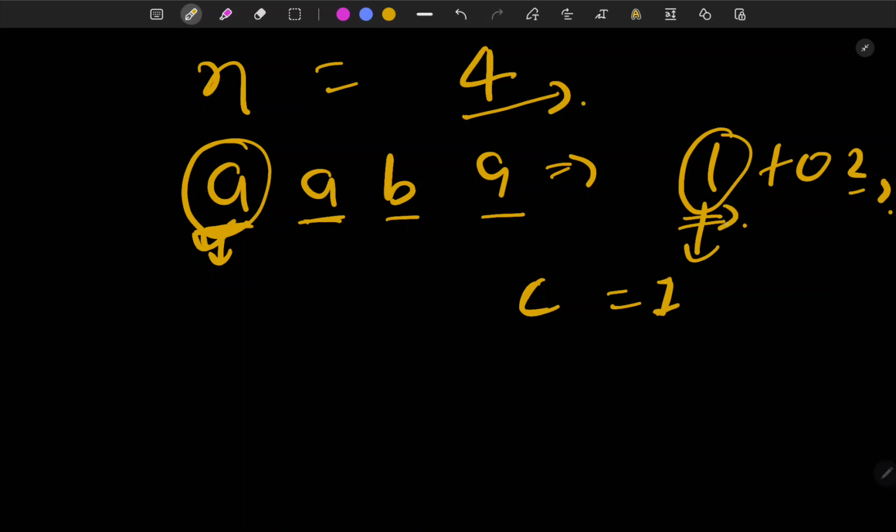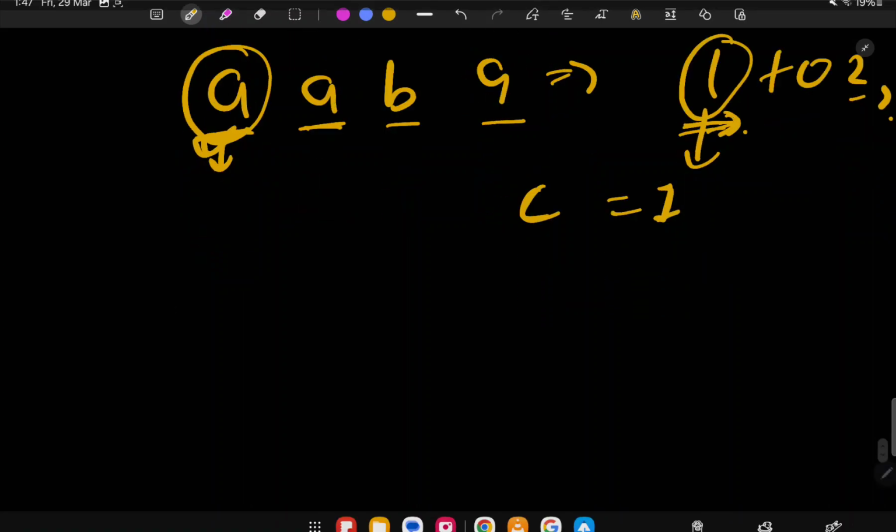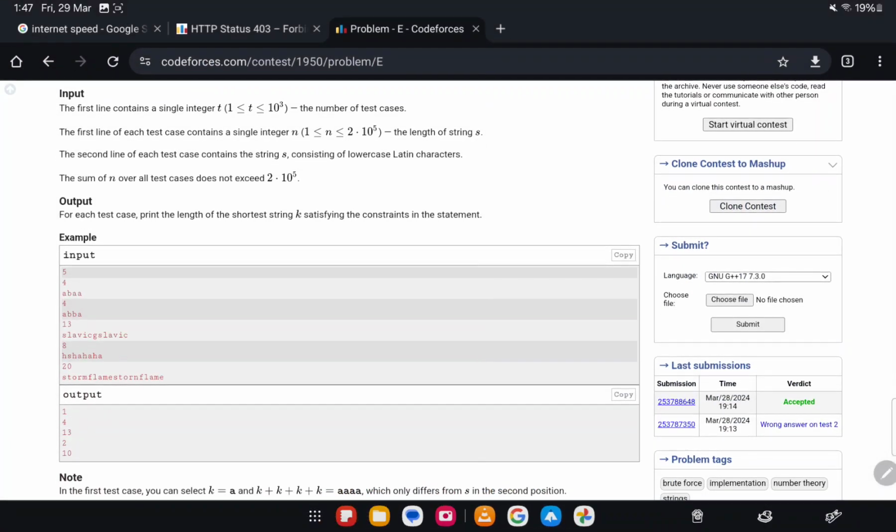In this case, one is the possible answer, and one is the most possible answer. So I was taking this next example, like in the second test case, ABA. You can understand more easily by taking this test case. And in this case your divisors are 1, 2 and 4.